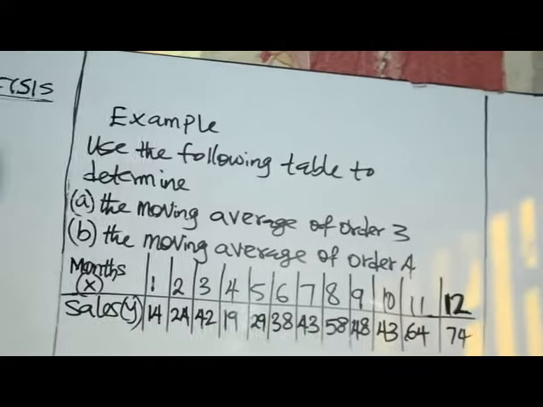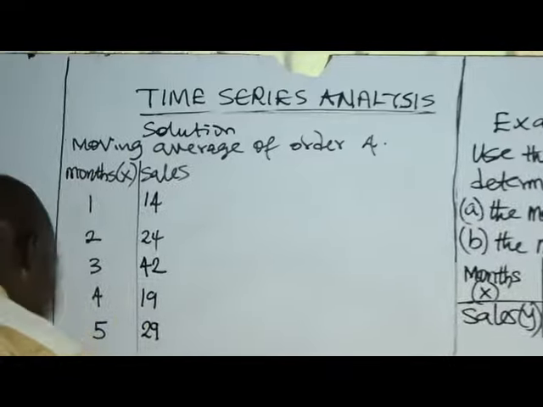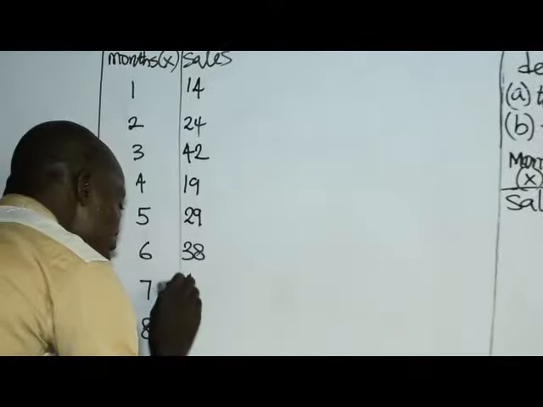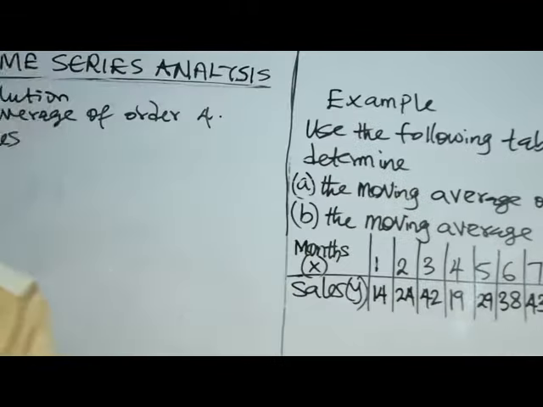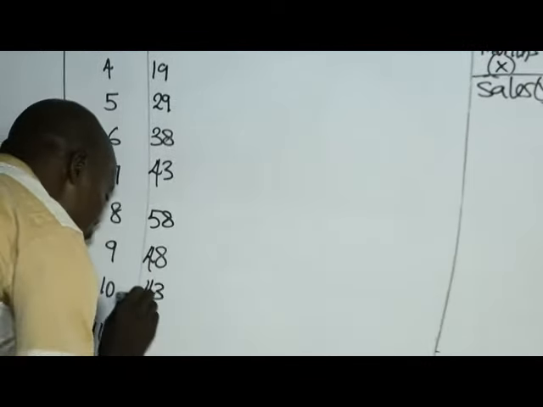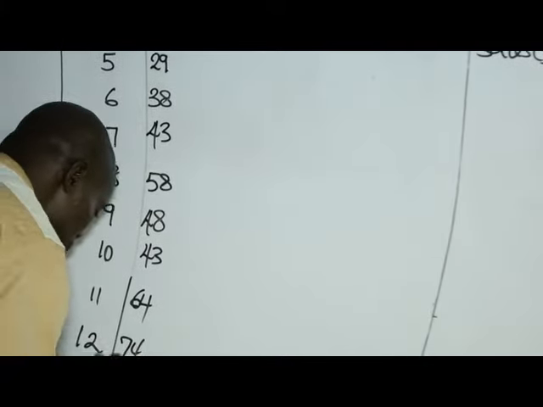From month 7 to month 9, we have 43, 58, and 48. From month 10 to month 12, we have 43, 64, and 74. Now, you want to calculate 4 months moving average.